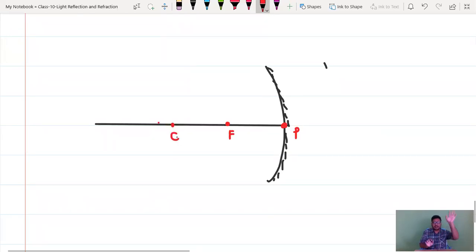This is the basic concave mirror diagram you have to draw. And please make sure while you are pointing F here, the distance from here to here should be equal to the distance from here to here. You can use your scale. If this distance is 3 centimeter, please make sure this distance is also 3 centimeter. Okay.